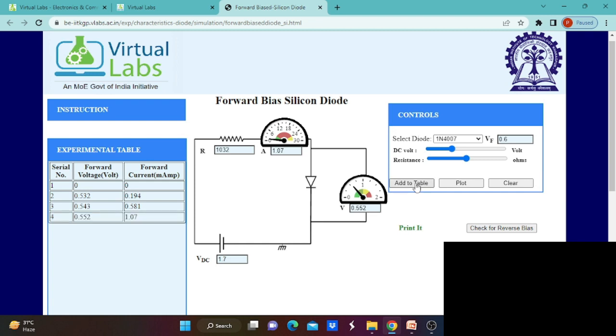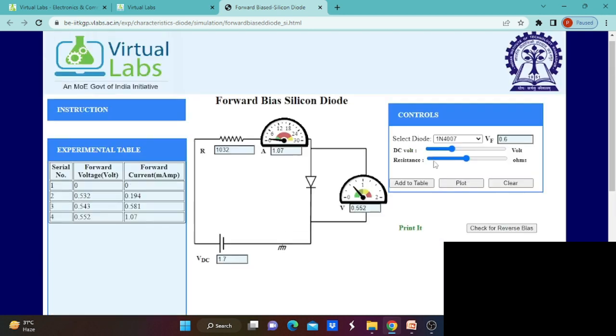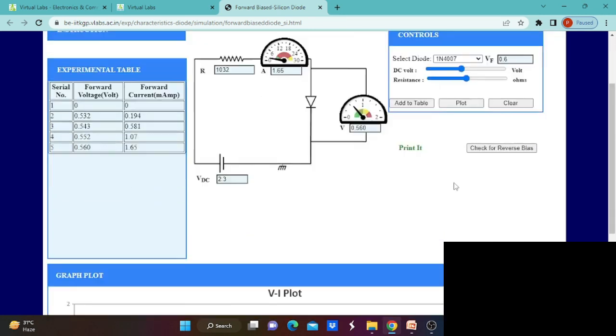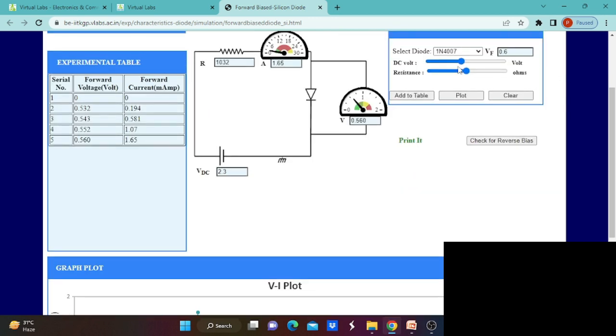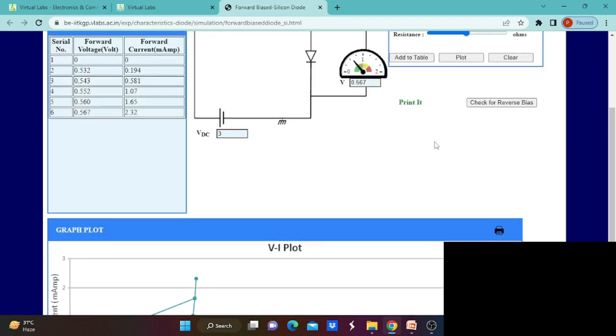Again, you can increase the voltage, and we can see the relation between voltage and current, both increasing, and we can show the plot. Again, we can increase the DC voltage, add it to the table and plot. Continuously this will happen. You can increase the DC voltage and add it to the table. Finally, if you plot it, you will get the curve. So this is the silicon diode.